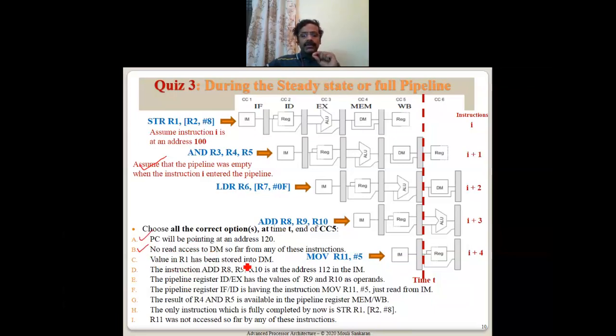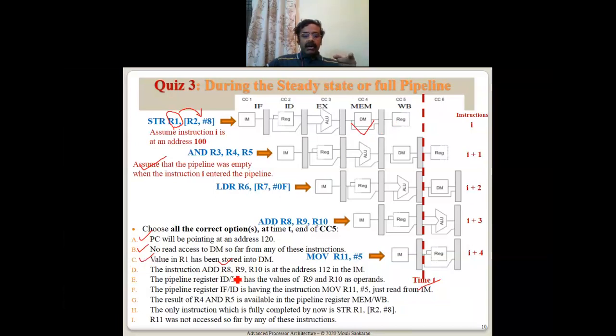Let us go into the next one. Value in R1 has been stored into DM. I am making a statement. Let me see where R1 is used. Okay, it is used here, in a store operation, so it's stored in data memory. It says that R1 is stored in data memory by this time. This instruction would have stored the value here, much ahead of this. Yes, so this is true.